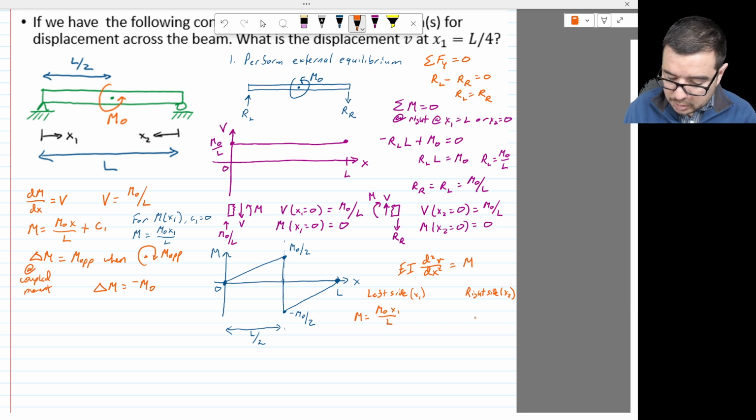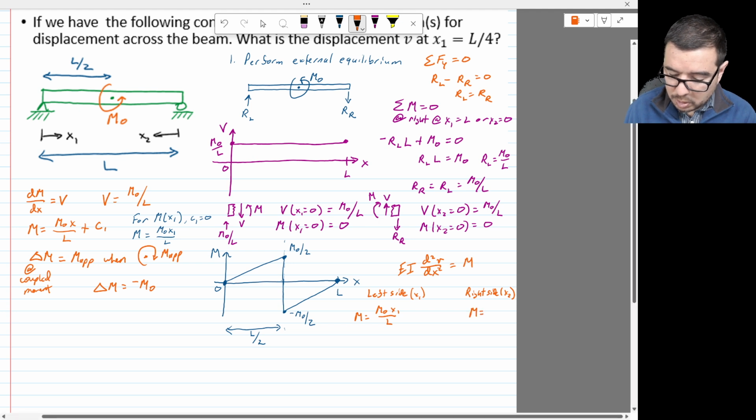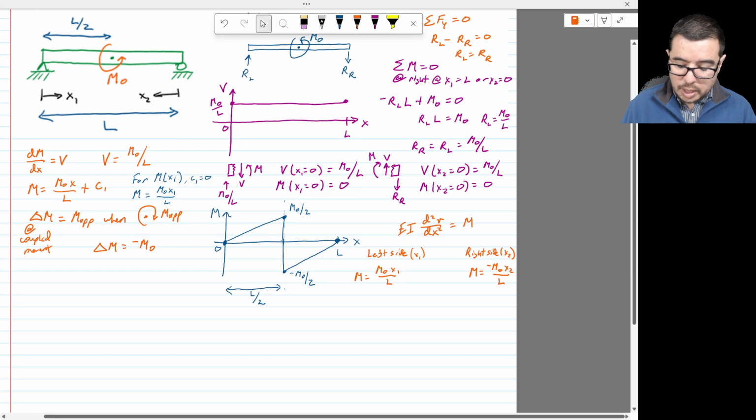And on the right side, I'm going to write an interesting expression. Well, maybe it's not that interesting. And if I'm going from the right to the left, this is actually a negative slope. So I'm going to have minus M naught x2 over L, just like that. And now we've got to integrate this expression.